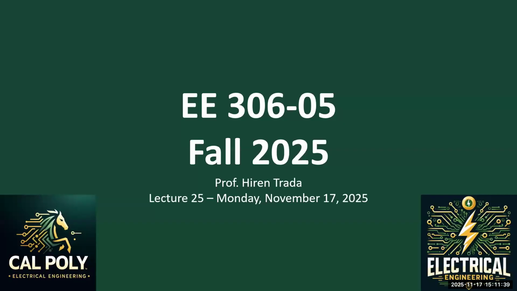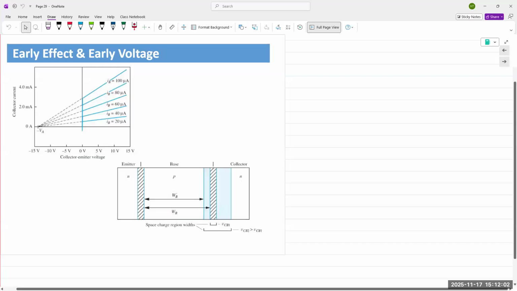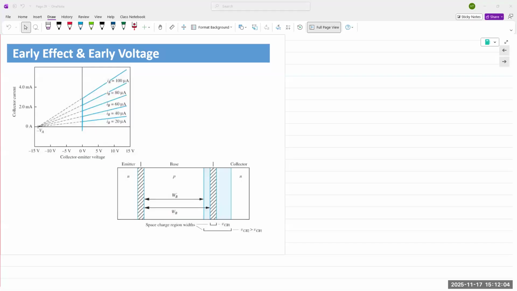Okay, so today I want to get into small signal analysis. But before we do that, there was one slide that needed to be covered. That was about early voltage in BJT, chapter four, BJT. So let's look at that first. So, early effect and early voltage.